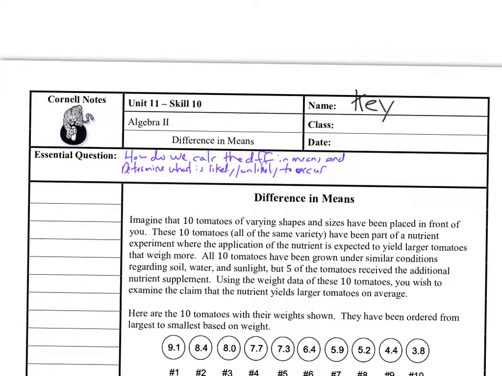Unit 11, Skill 10. How do we calculate the difference in means, which is pretty much a joke, it's difference. That means subtract. And then determine what is likely or unlikely to occur. And that also is fairly straightforward once we get past it. There are some understanding parts to doing it, but the actual math work that we're going to do is very basic, but it is based off of the understanding.